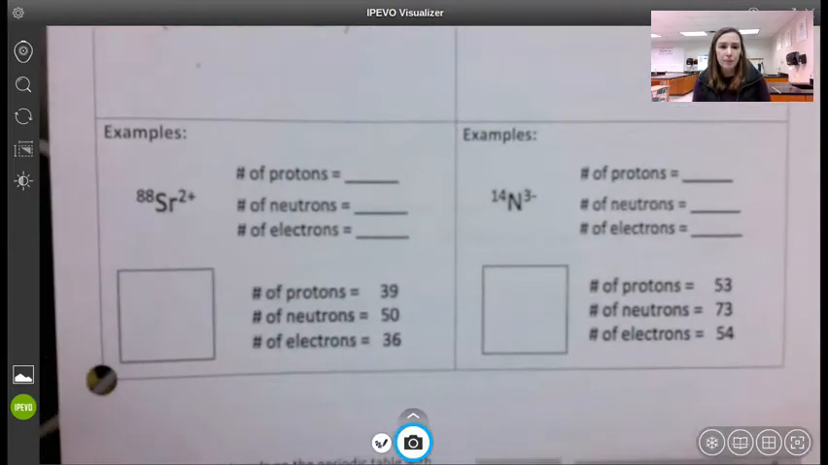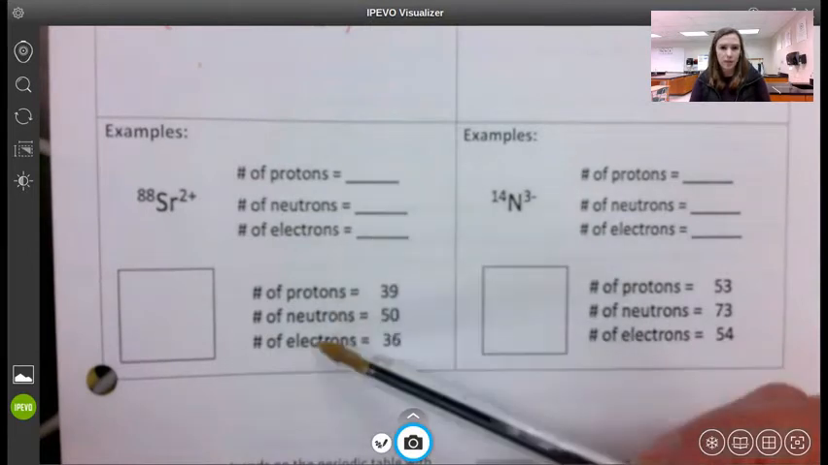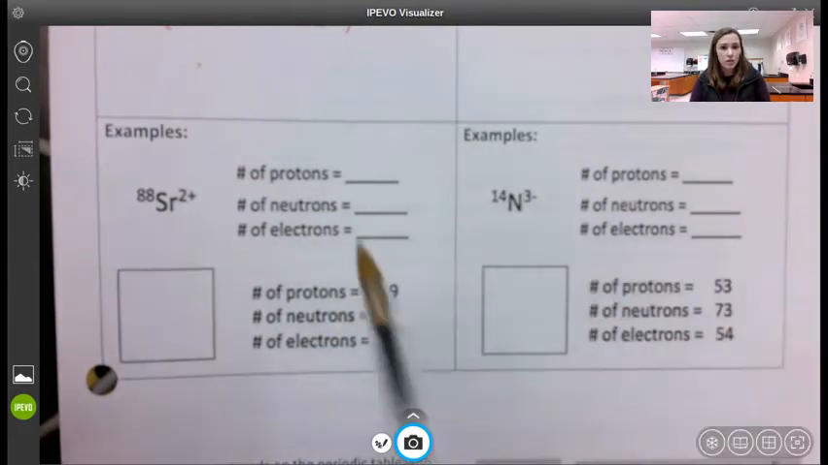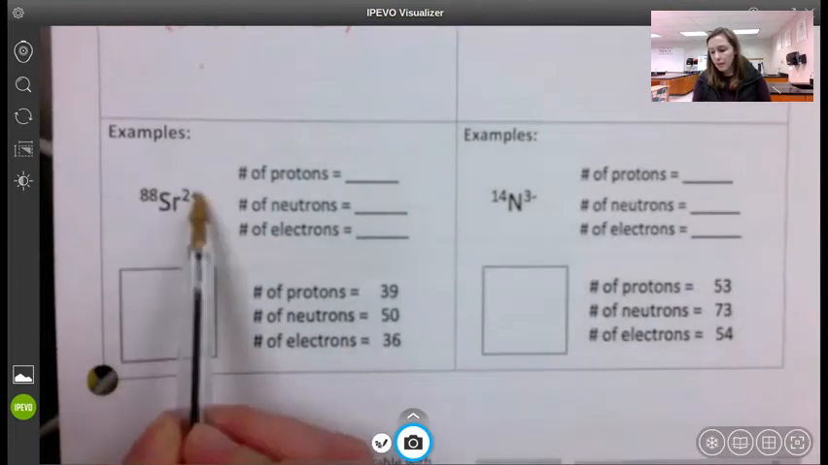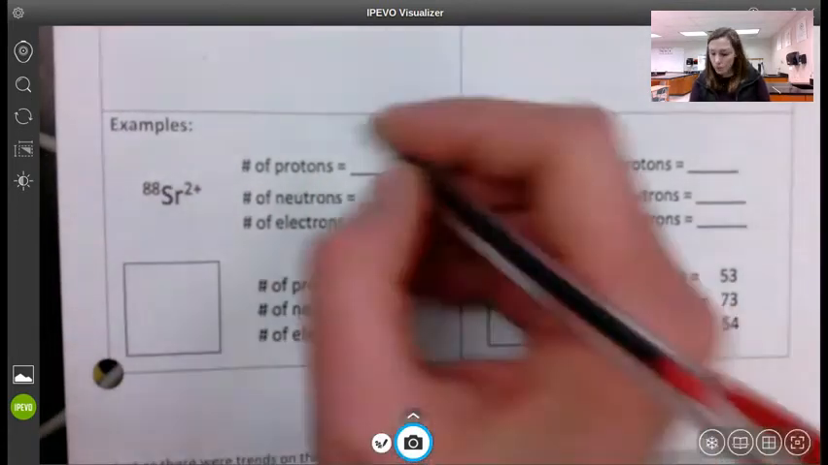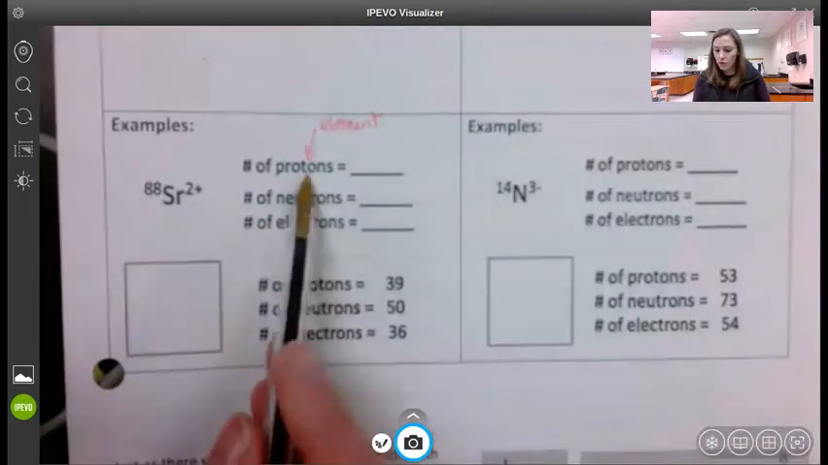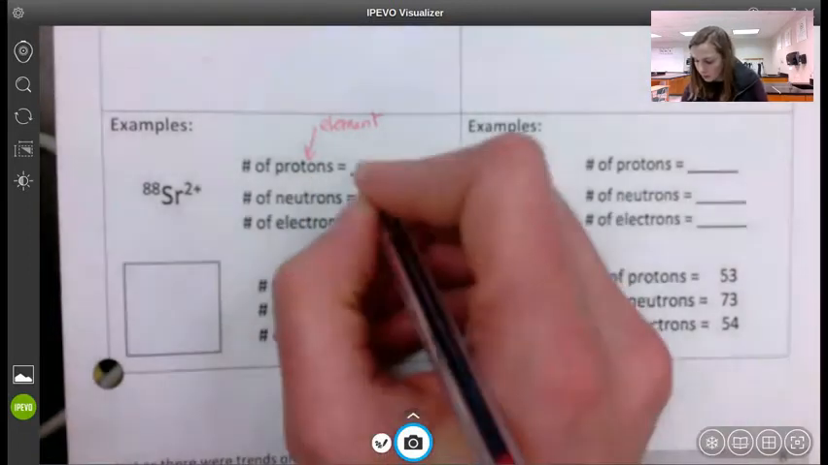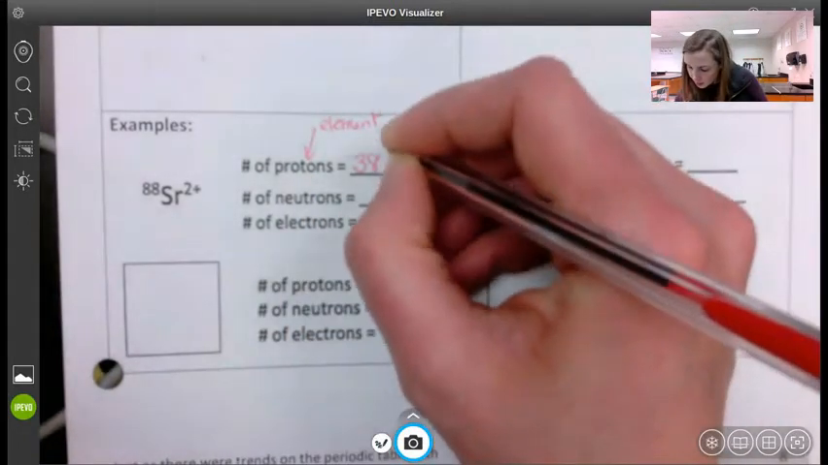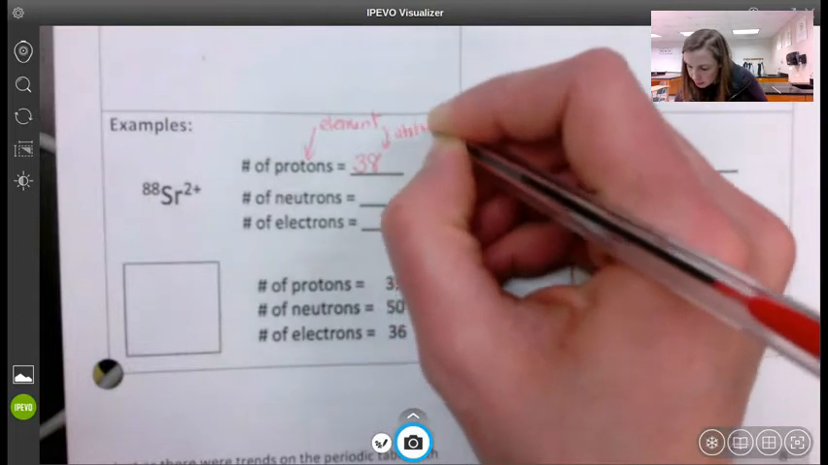So let's look at some examples of how this influences how we calculate protons, neutrons, and electrons. This is really important, so make sure you pause it if you need to. Here I have my isotopic notation. My number of protons is always going to be determined by the element, so I always figure out that one first. Strontium is going to be atomic number 38, and that is the atomic number.